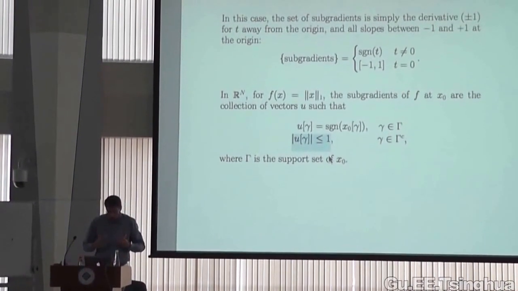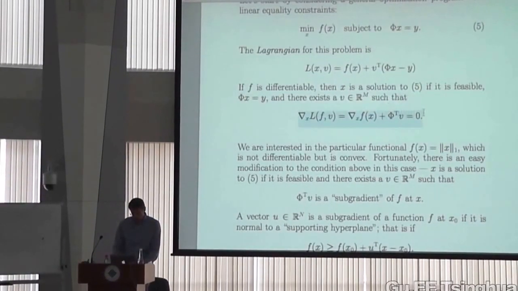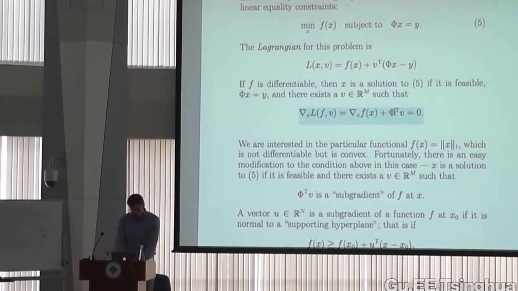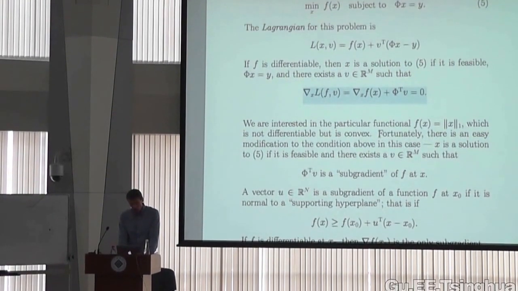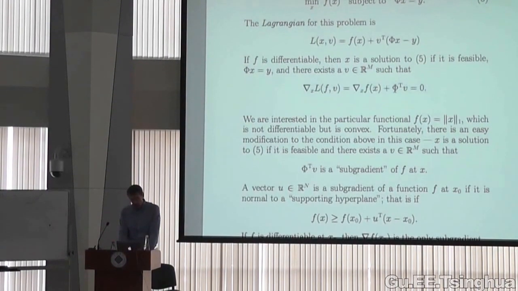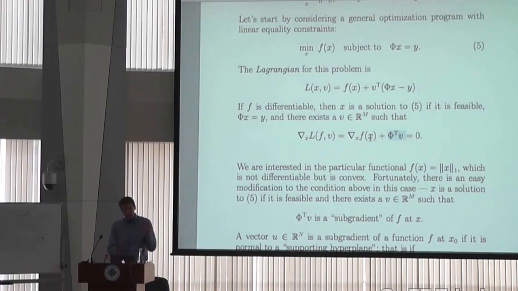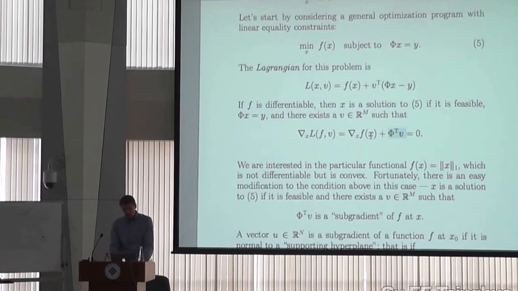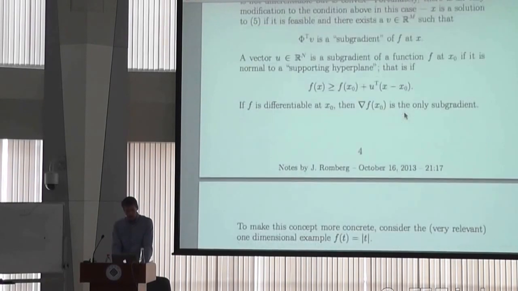So let's just back up for a second. We say, okay, look, we have this nice optimality condition. If everything's smooth and differentiable, we could say I can call x naught a solution to this program if I find a vector v such that phi transpose v is equal to negative the gradient of f of x. If f is not differentiable, what I need is a vector v such that phi transpose v is in the subgradient of f of x.